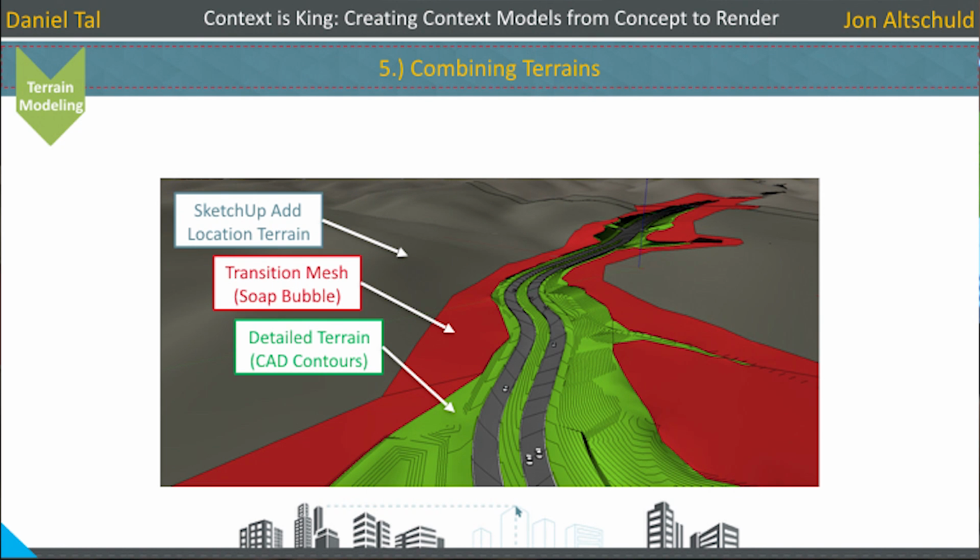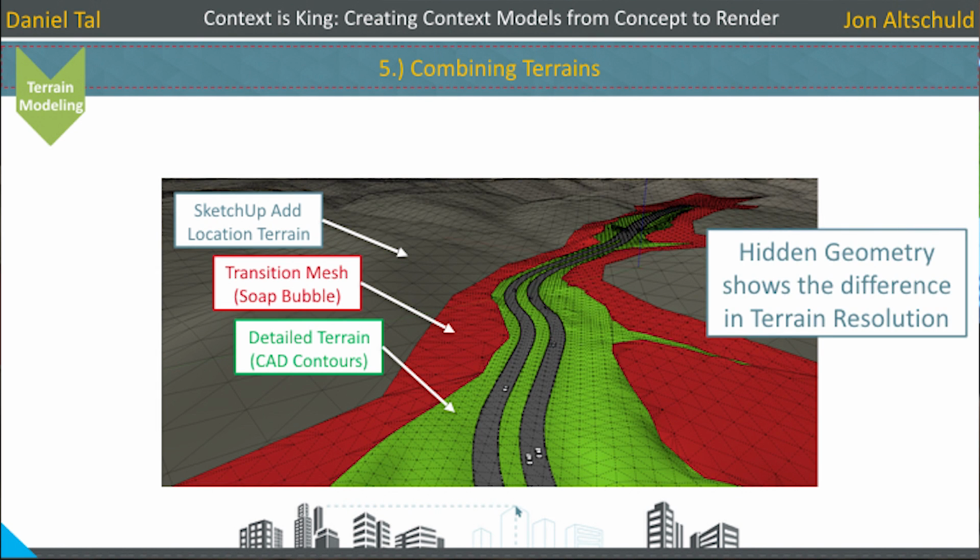So if we look at it with the hidden geometry, you can see low resolution, medium resolution, high resolution as far as the terrain goes.